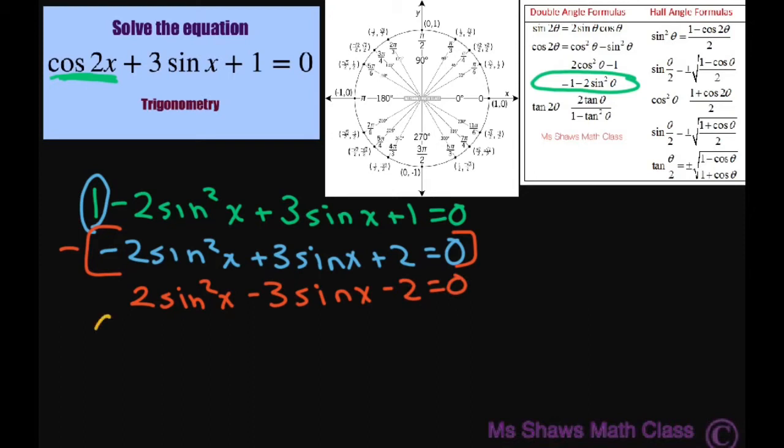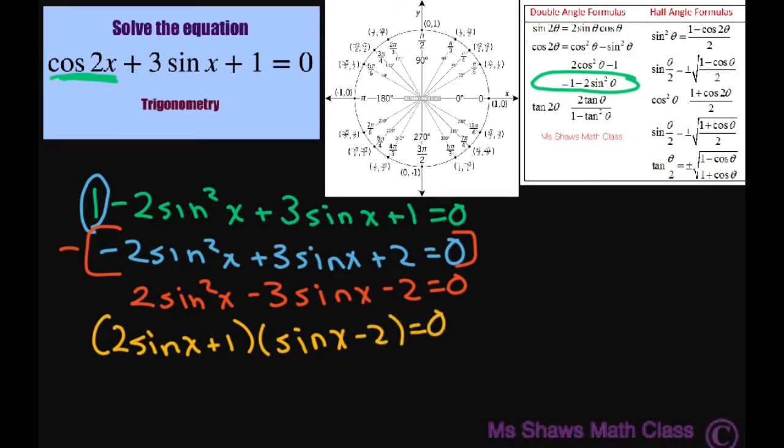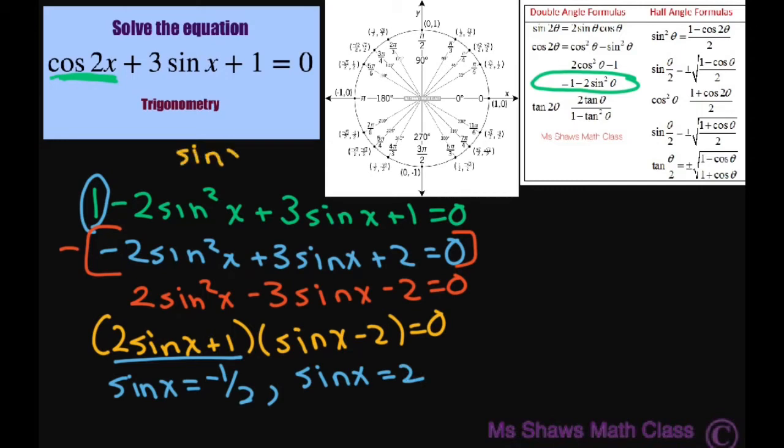So when you factor, you're going to get 2 sine of x plus 1 times sine of x minus 2 equals 0. Therefore, we have sine of x equals negative 1/2. When you set this to 0, this one's going to be sine of x equals 2. However, our sine of x has to be in between negative 1 and 1. So sine of x has to go from negative 1 to 1 in that range. Therefore, we can't use this one since it doesn't work.